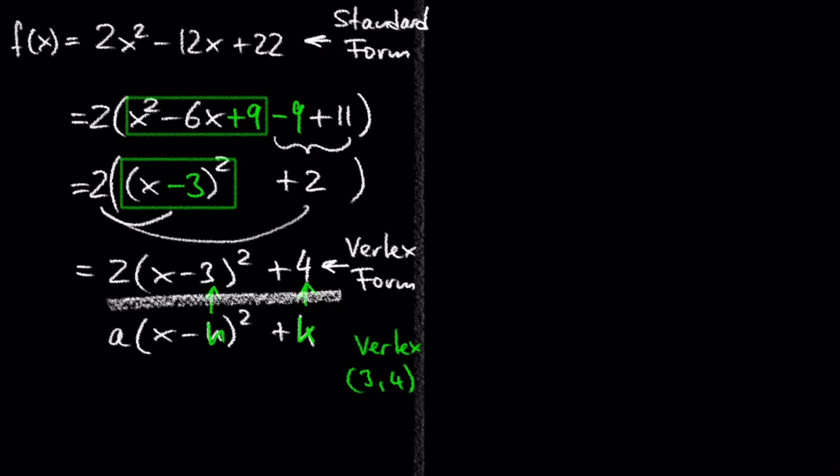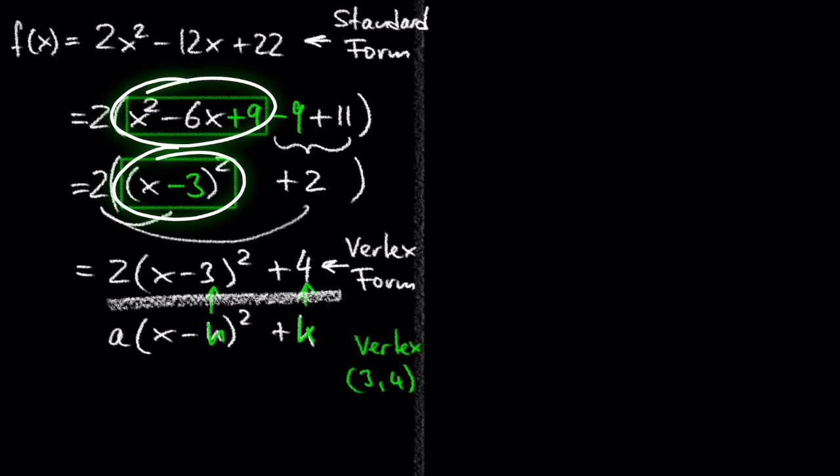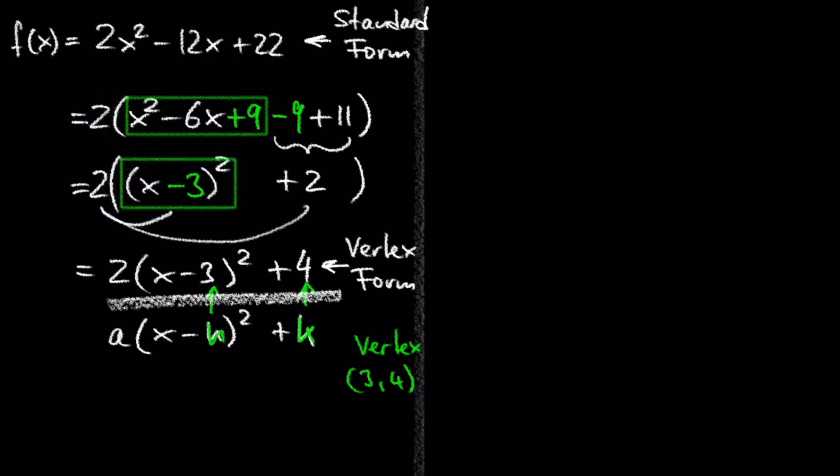By the way, if you want to verify this, you can multiply x minus 3 by x minus 3, or by knowing the formula a minus b in parentheses squared equals a squared minus 2ab plus b squared.